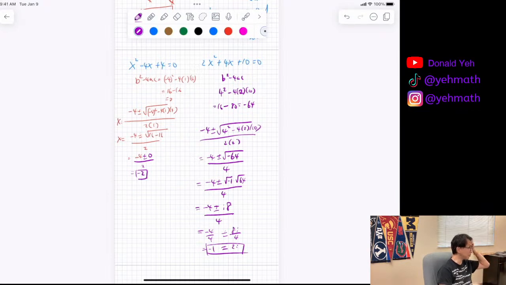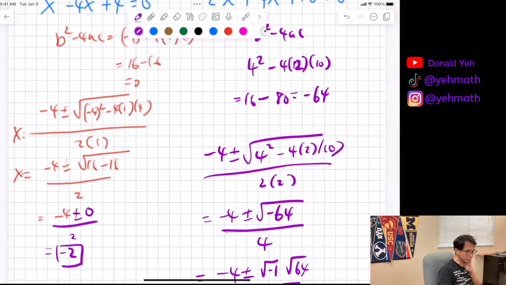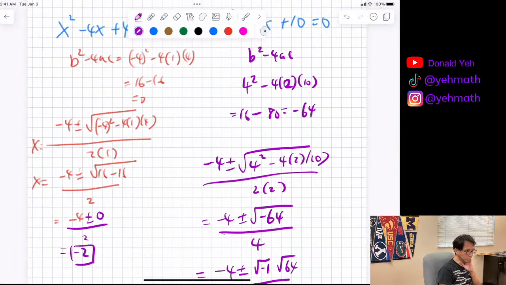Yes, Astra? For the first one, isn't it supposed to be a 4 before the plus or minus, instead of a negative 4? Which one? You have negative 4 plus or minus. Isn't it supposed to be positive? Oh, you're right. So this is a positive. Thank you.